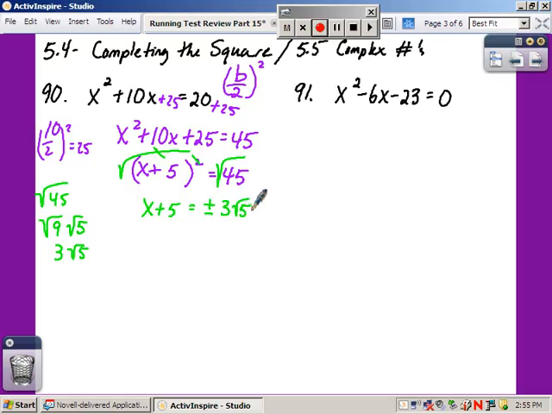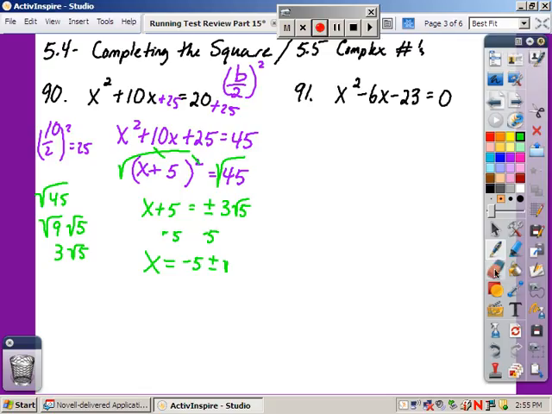And finally, I need to get this plus 5 over here to go away. So I'm going to subtract 5 from both sides. There's my x. Now, you can't add a number and a square root term together, so you just write the number in the beginning, and then the plus or minus. Negative 5 plus or minus 3 square root of 5. And this is your final answer to this one.